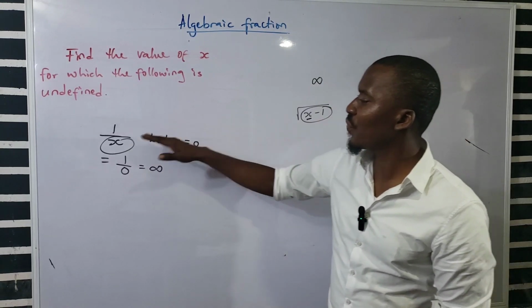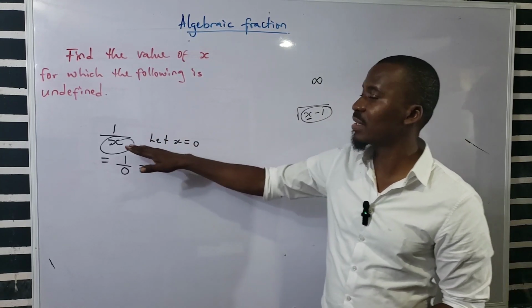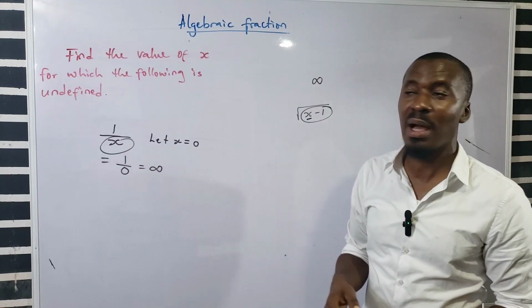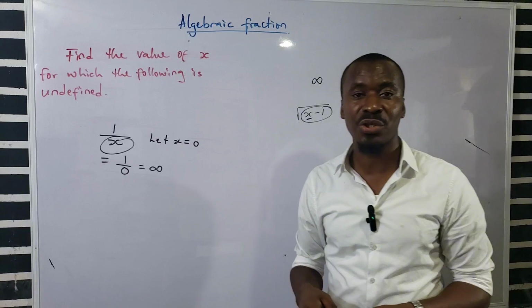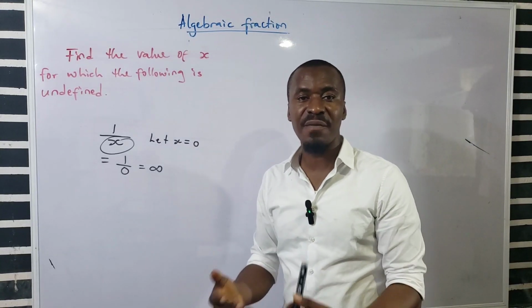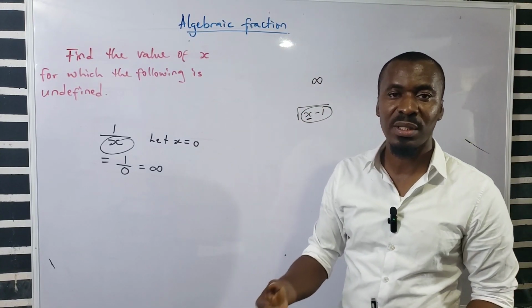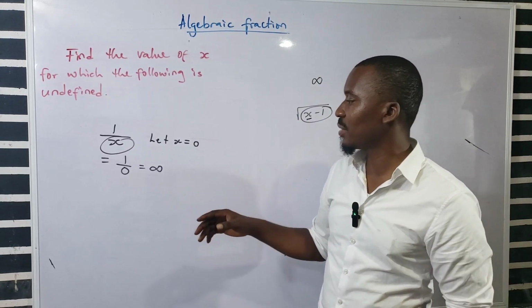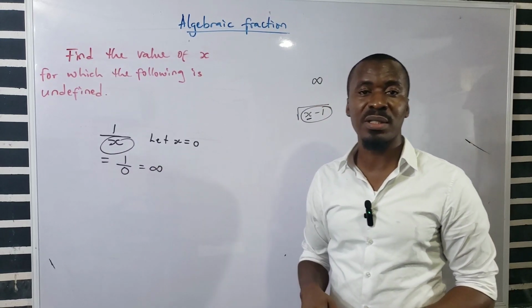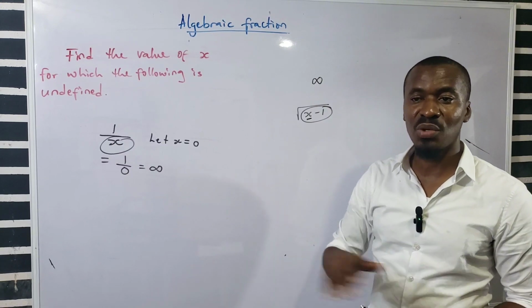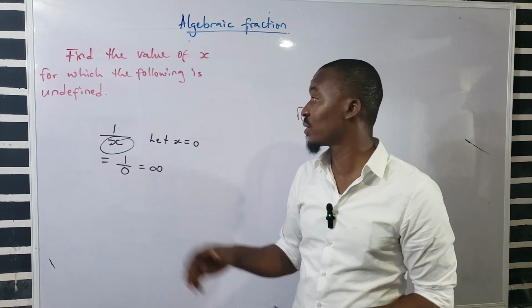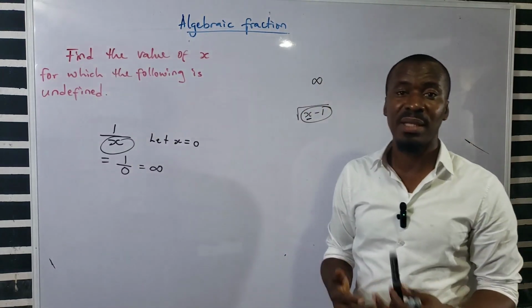So we are going to focus only on this type of problem where you'll be given an algebraic fraction and you are asked to find the value of x that will make it undefined, that will make it not to exist. Okay, so the trick there is just for you to get the denominator, equate it to 0, and find the value of x or y, or whichever variable is used.